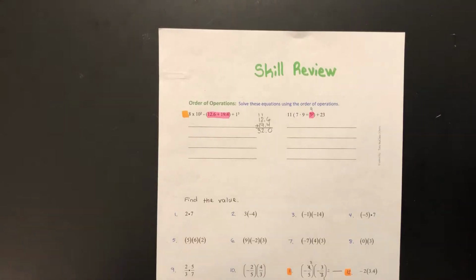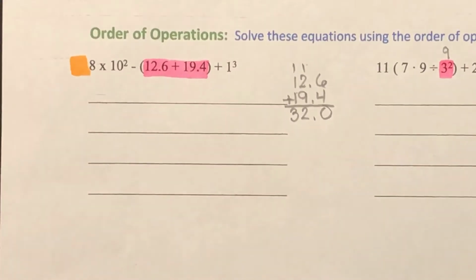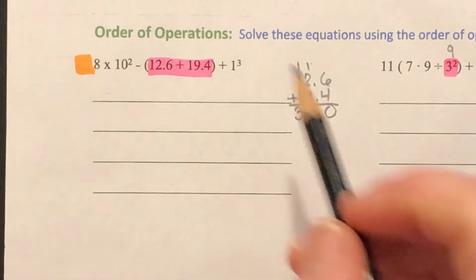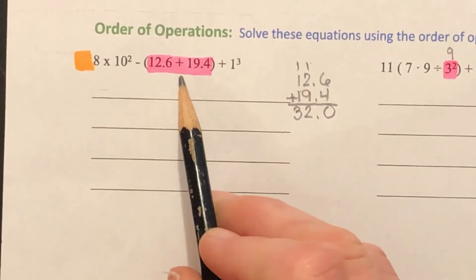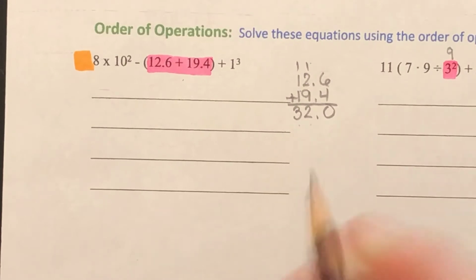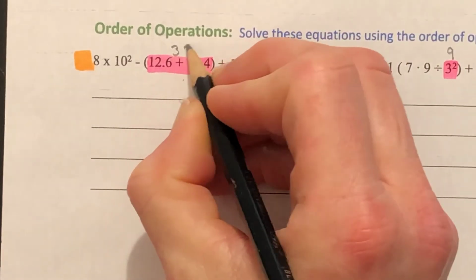Let's do some skill review and some translations. The first thing that we're going to work on is order of operations. Let's do the first one together. In the parentheses, we have 12.6 plus 19.4. I highlighted that because that's the first thing. I added them, and I came up with 32.0. So I know that the value of this is 32.